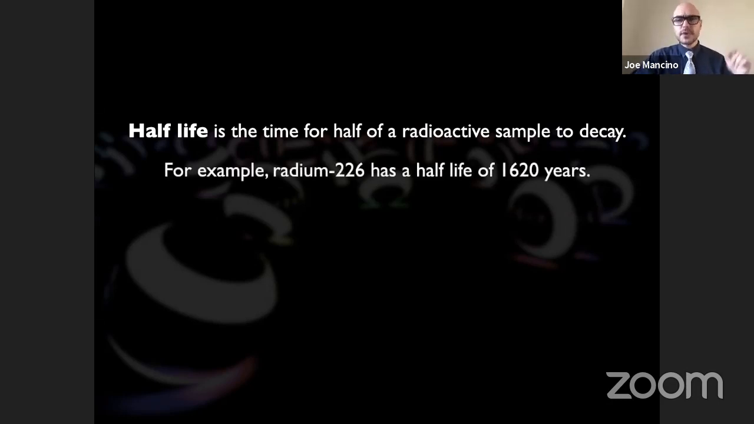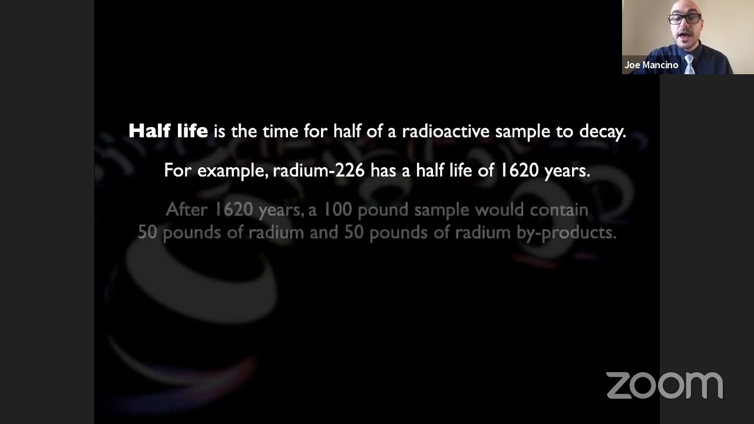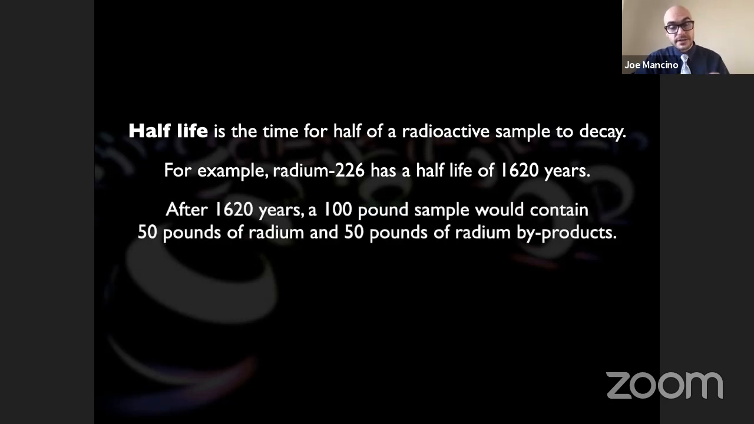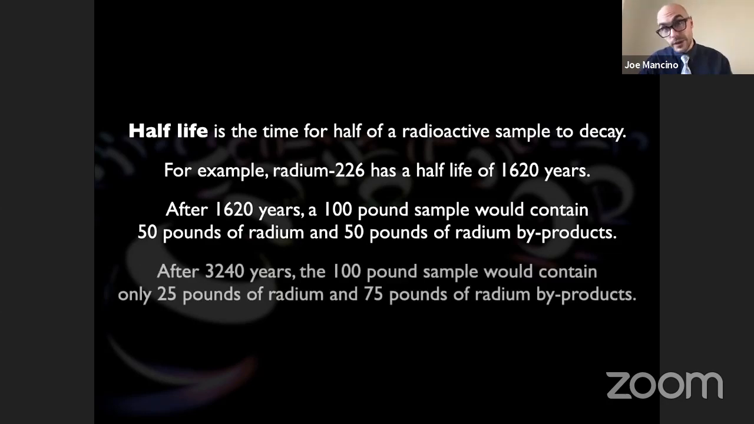For example, radium-226 has a half-life of 1,620 years. That's a while. After 1,620 years, if you started with 100 pounds of radium, you would end up with 50 pounds of radium and 50 pounds of other stuff. After another 1,620 years, there would only be 25 pounds of radium and 75 pounds of other stuff. That is the idea of half-life.